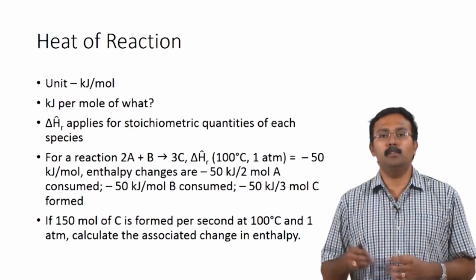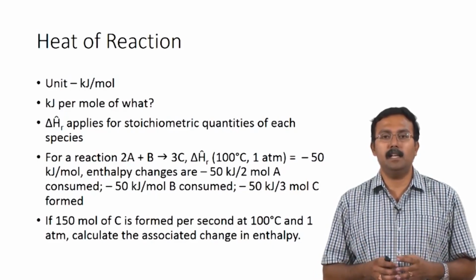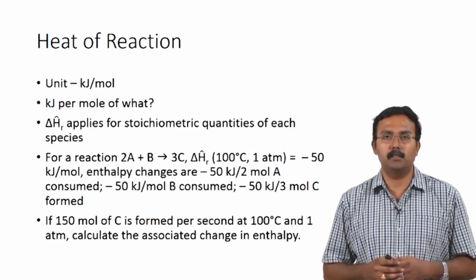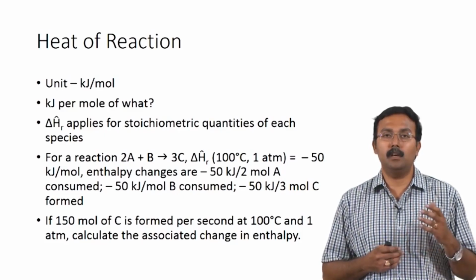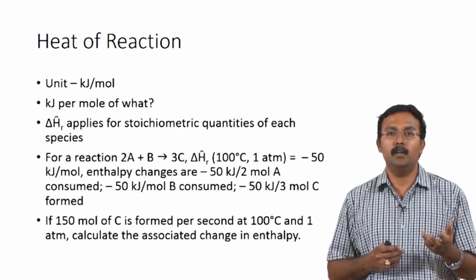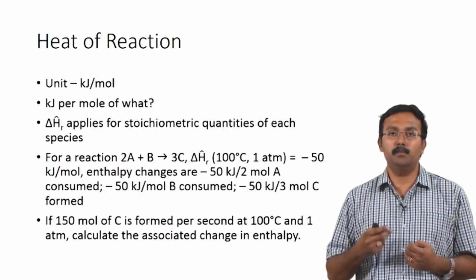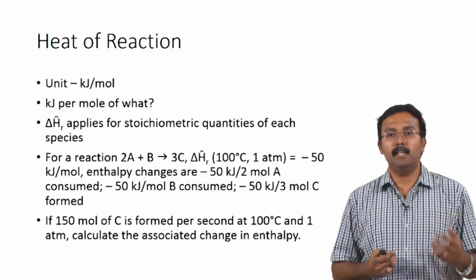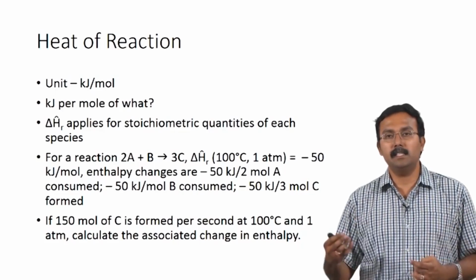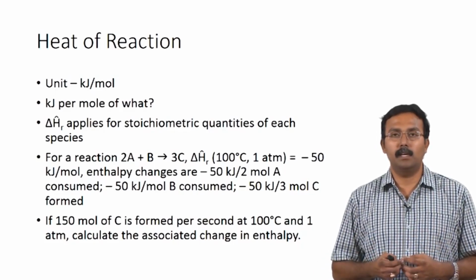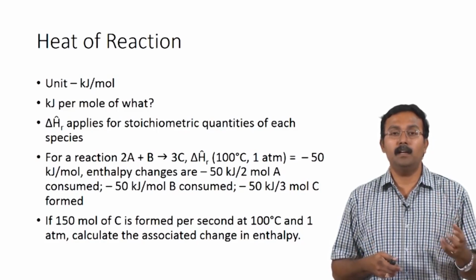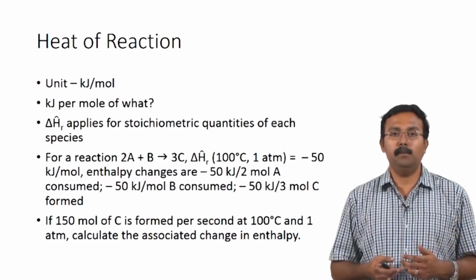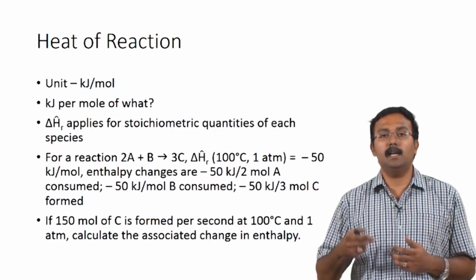If 150 moles of C is formed per second at 100 degrees Celsius and 1 atmosphere, can you calculate the associated change in enthalpy for this process? We know that minus 50 kilojoules is the change in enthalpy for 3 moles of C being formed, which means 150 moles of C formed means you would have minus 50 times 50 as the change in enthalpy for this process. However, if it were 150 moles of B which is consumed, then the change in enthalpy would actually be minus 50 kilojoules per mole times 150.